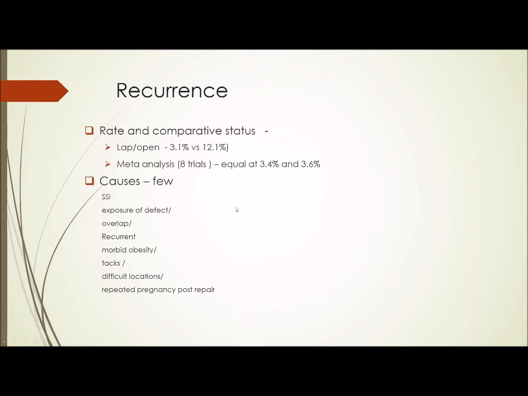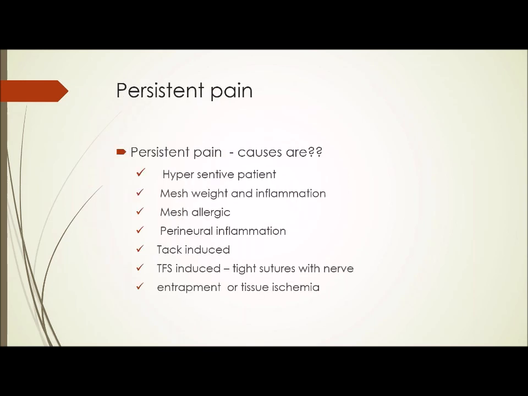So what are the causes of recurrences? A number of them. Superficial site infection, exposure of the defect. It's not been proper. You've not been able to expose the whole defect, or there has been a Swiss cheese defect. The overlap has not been proper. You've not done an overlap in a patient being approached laparoscopically. Or it has been a management of recurrent hernia. They tend to recur again. Morbid obesity. Only tags have been applied, you didn't apply any sutures. Difficult locations, like for example the lateral wall, and you still wanted to do it laparoscopically. You'll have recurrence. Repeated pregnancy post-repair. You did a repair, and you should always advise that, look, subsequent pregnancies, subsequent seizures, you will have recurrence. That is very important. So post-surgery, repeated pregnancies.